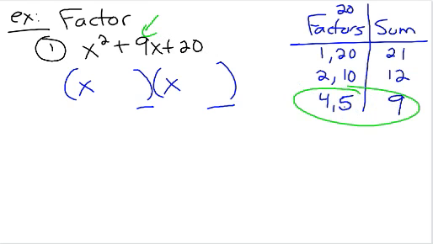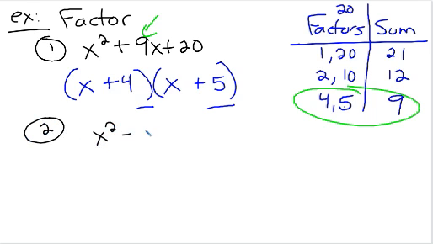So, to finish factoring this thing, it's x plus 4 times x plus 5. And you could check this mentally with FOIL. X times x is x squared. Outside terms plus 5x, inside terms plus 4x, last terms I get 20. Let's do another one.